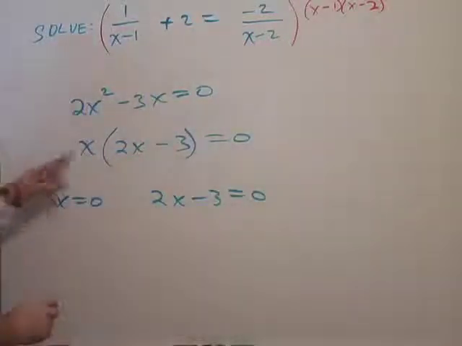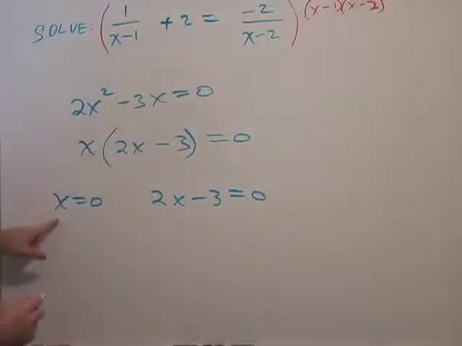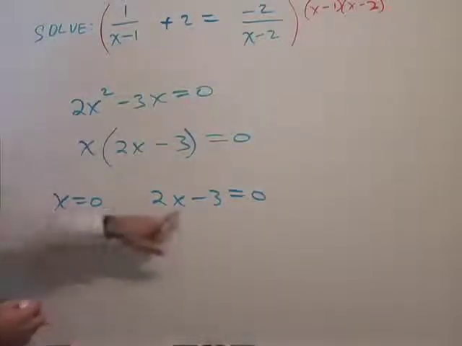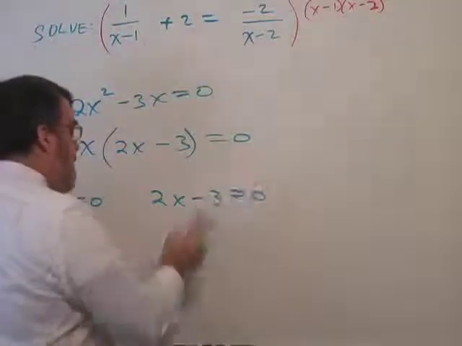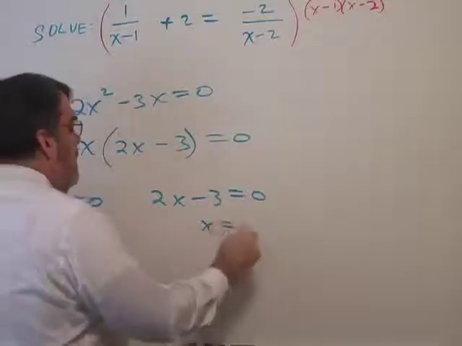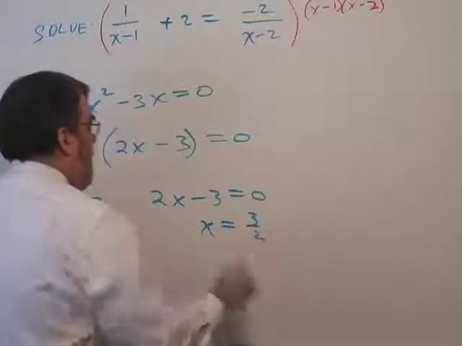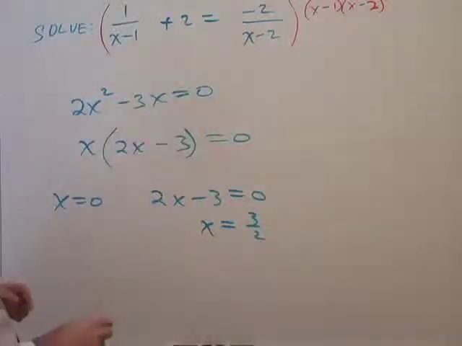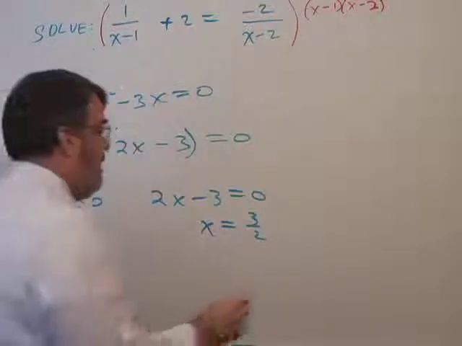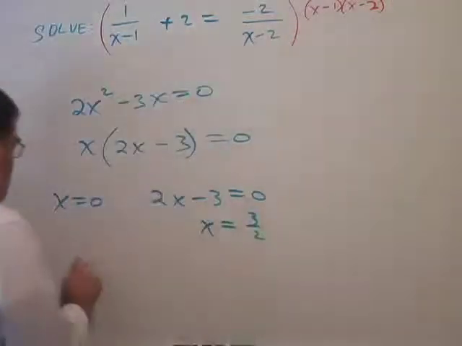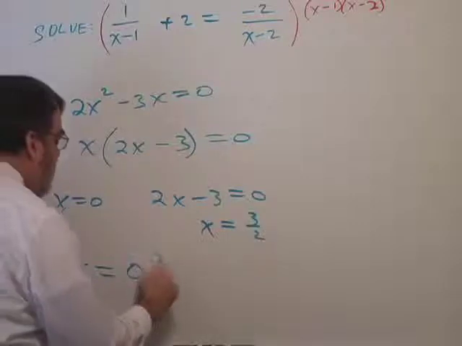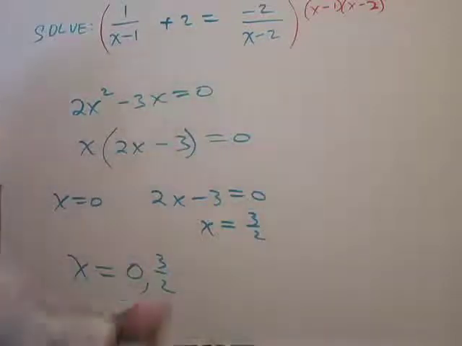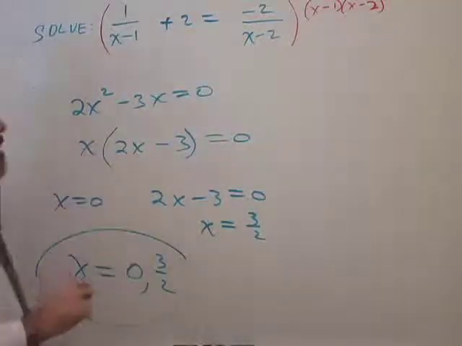And that immediately gives us one answer of x equals 0. And my other answer will come from here. And if I add 3 to the right side and then divide by 2, I'll get positive 3/2 as an answer. So we're done. We have these answers. Let me write them in one place here. x equals 0 and also 3/2. So there's my two answers.